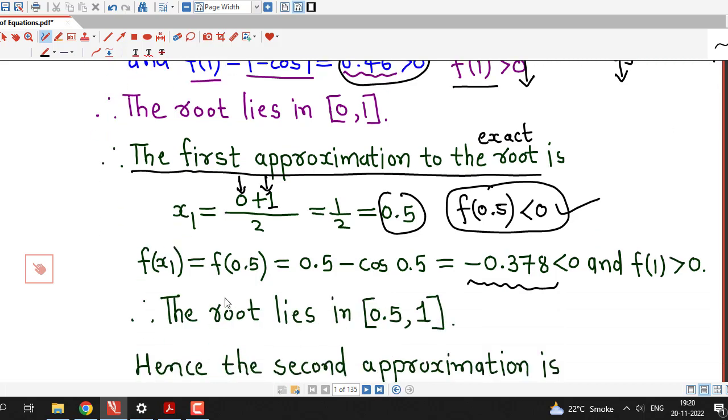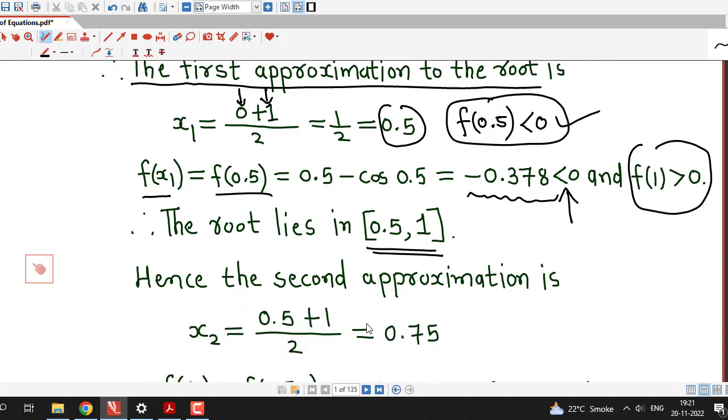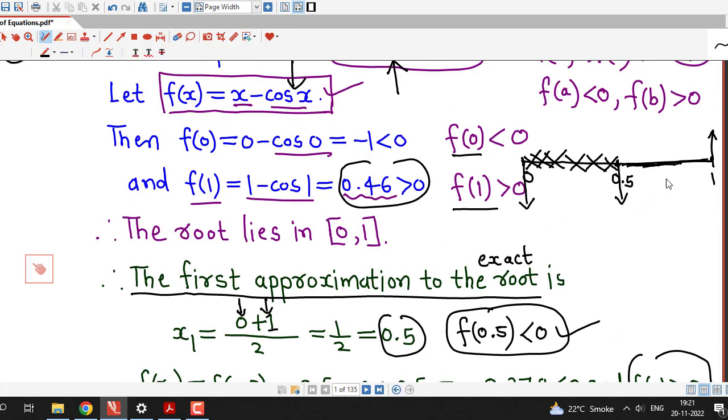So now I have written that f of x1, that is f of 0.5, is negative and f of 1 is positive. Therefore the root lies in interval 0.5 to 1. Therefore the second approximation to the exact root is average of 0.5 and 1, that is 0.75. So now we consider next approximation as midpoint of this interval. Midpoint of the interval 0.5 to 1 is 0.75.